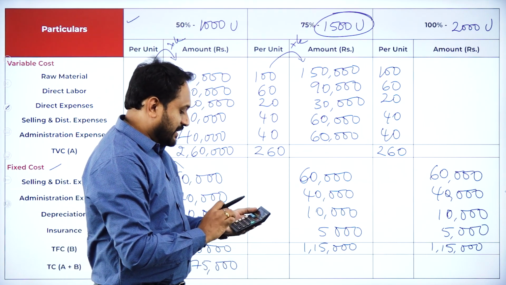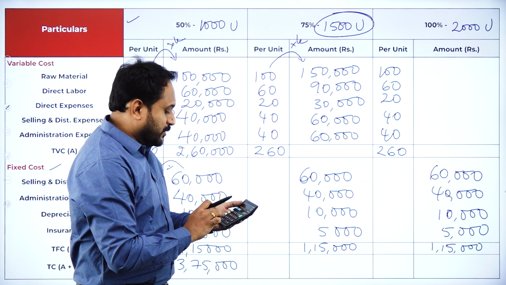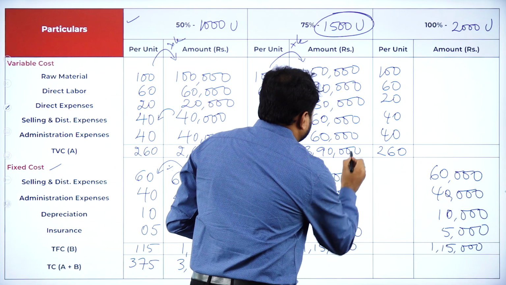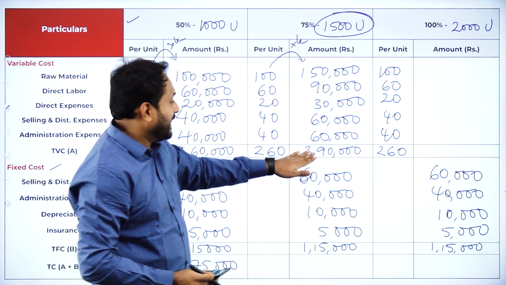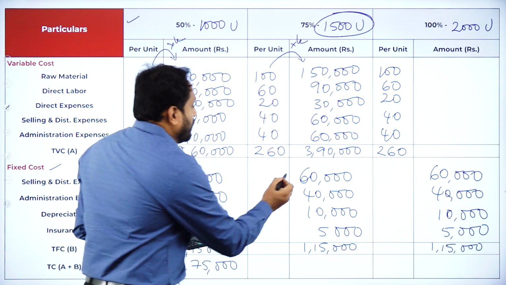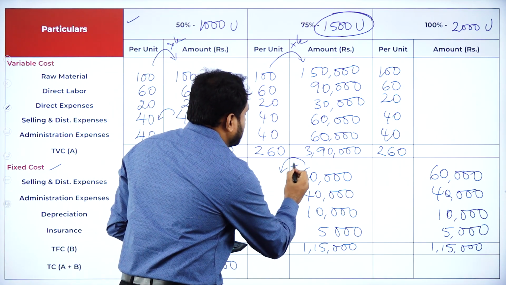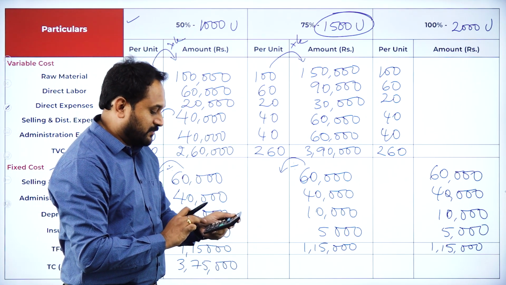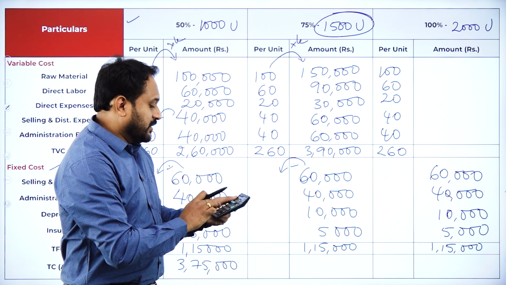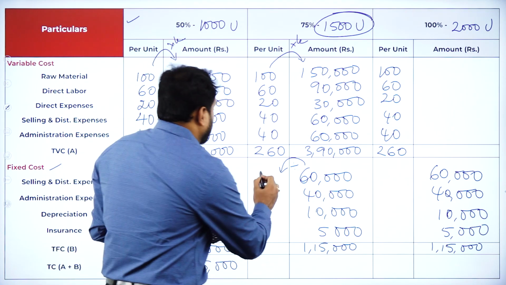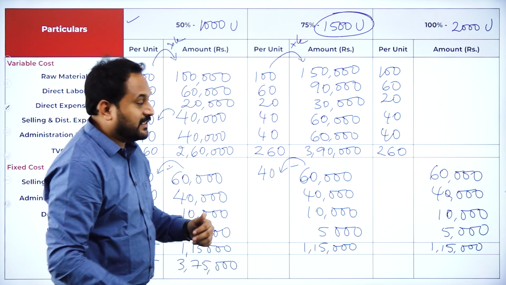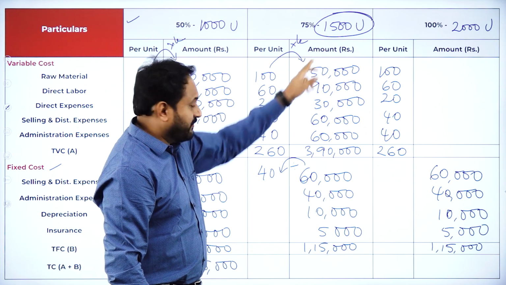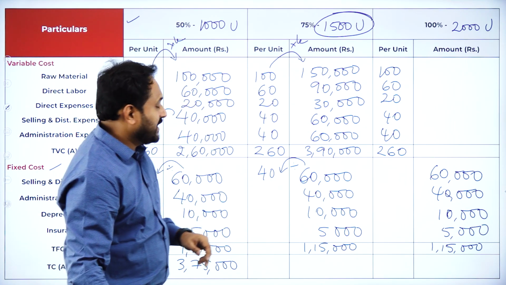Let's go with this, 260 into 1,500, that is 3,90,000. If you add also here, students, you will get 3,90,000. The same way here, from here to here you should divide. 60,000 divided by 1,500 is equal to, here we got 40. The reason I'll tell you: 40 into 150 is 60. So 60 divided by 150 is also like 40. You got the same kind of thing.